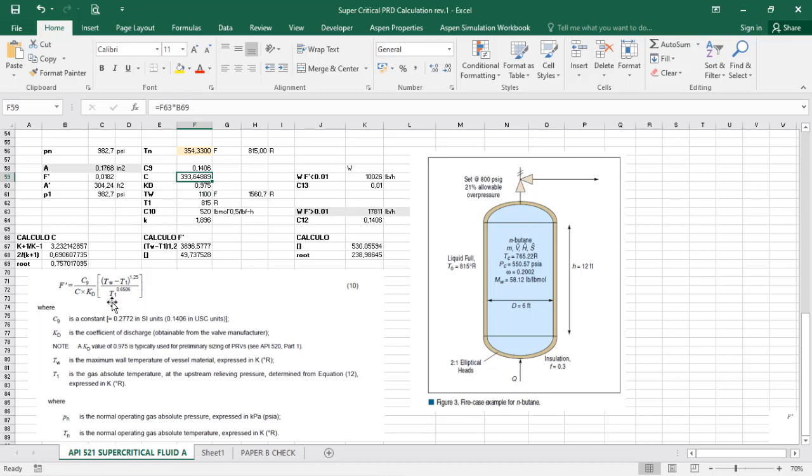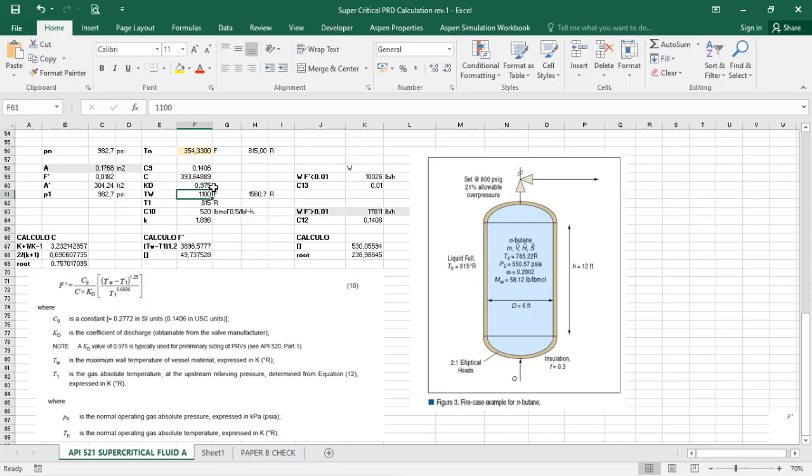I need the information of the relief temperature that was already considered from the paper, and I need the temperature of the wall of your vessel. And this is the maximum allowable temperature that your material can reach before it fails. The API highlights that usually for carbon steel, the T-wall will be 1100 Fahrenheit. So in this way, I added this information to the spreadsheet.